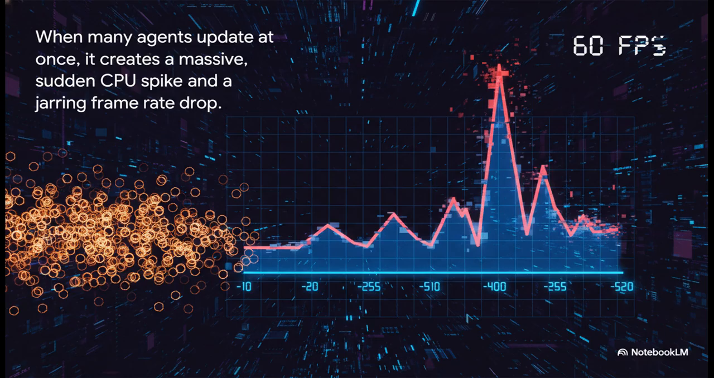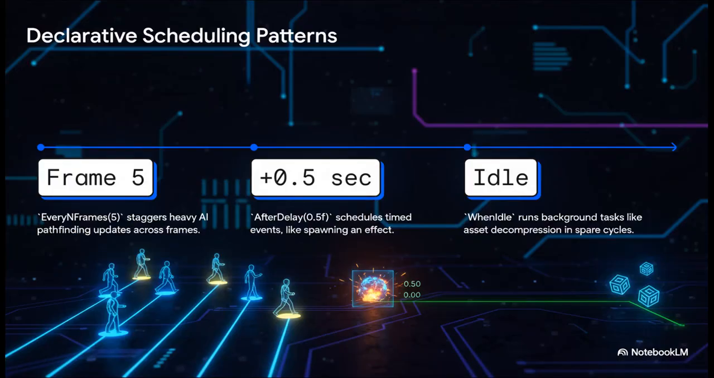That's often what we call the thundering herd effect. It's what happens when you have, say, 100 AI characters all deciding to recalculate their complex paths at the exact same instant. The result is a huge CPU spike and a jarring drop in your frame rate that just shatters the illusion. The engine avoids this stampede with a really elegant strategy called declarative scheduling.